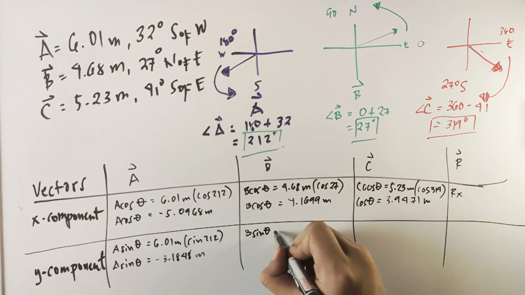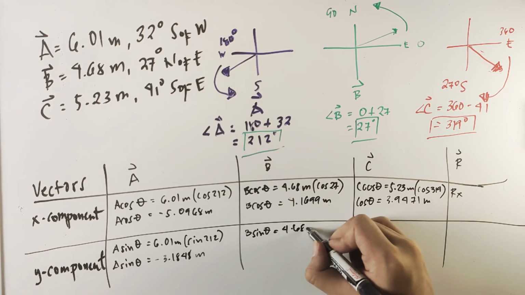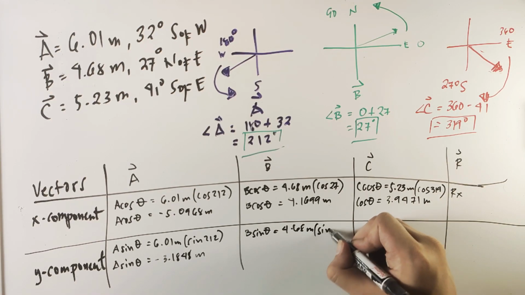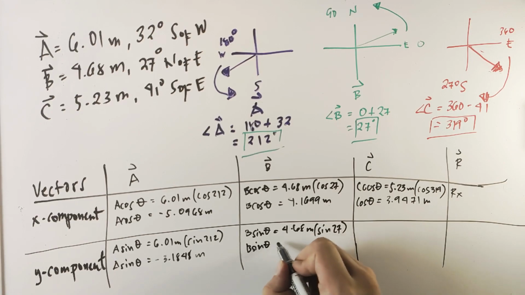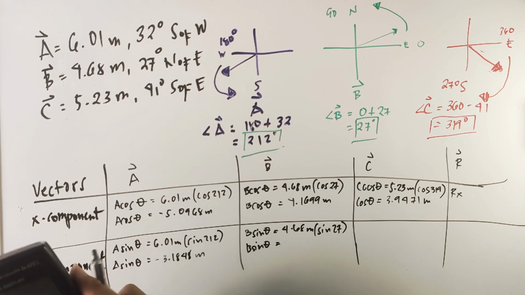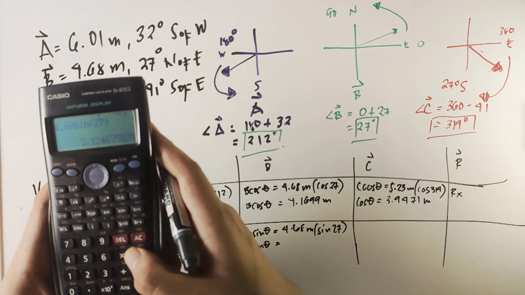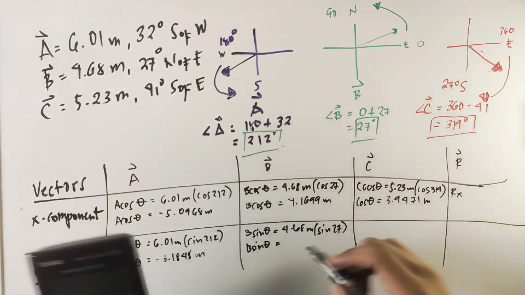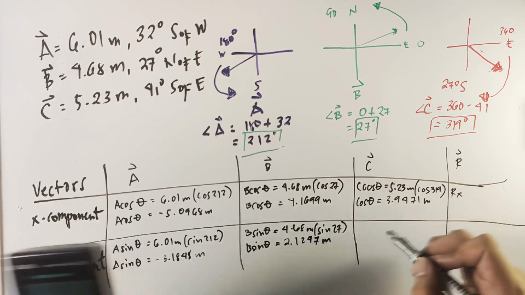Okay, next we have B sine theta, which is 4.68 meters sine 27. So B sine theta is equal to 4.68 sine 27. Here, that's 2.1247, right? 2.1247.